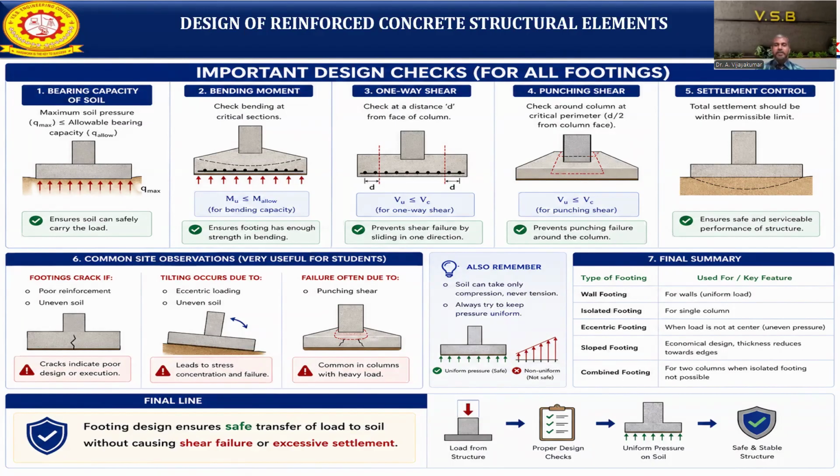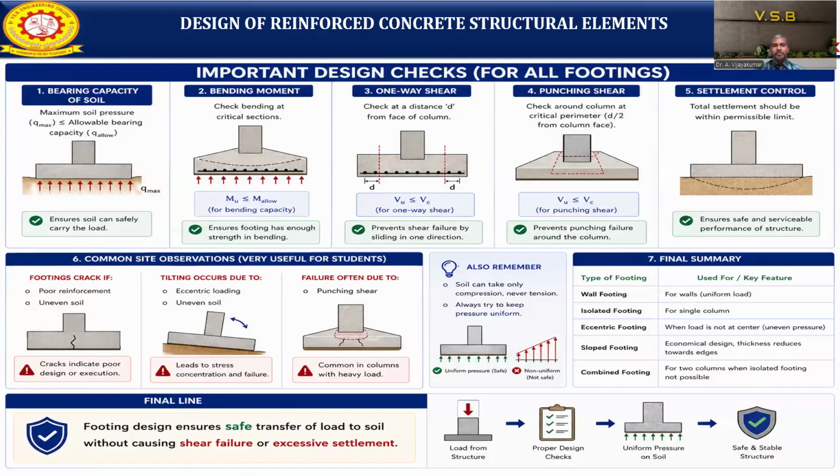Then one-way shear. For one-way shear, at a distance d from the face of the column, Vu should be less than or equal to Vc. That means preventing shear failure by sliding in one direction. Punching shear, or two-way shear: check around the critical perimeter at d by 2 distance from the face of the column. That means Vu is less than or equal to Vc. That is punching shear, which means preventing the punching failure around the face of the column. Settlement control: total settlement should be within the permissible limit, ensuring safety and serviceability performance of the structure.